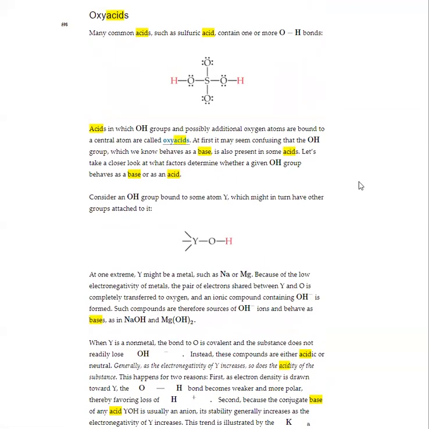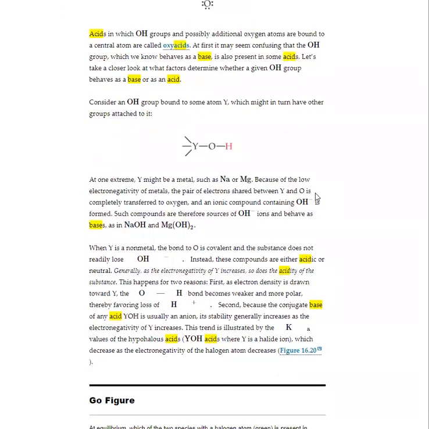Okay, oxyacids. Common acids, such as sulfuric acid, contain multiple OH bonds. Remember, for oxyacids, the general rule is that if there are 2 more oxygens than hydrogens, it's a strong acid. The only exception to that would be HClO4. Anything more can be, as long as it doesn't have a carbon. If there's a carbon, you can throw that rule out the window, because that can all change. When Y is a nonmetal, generally as the electronegativity of Y increases, so does the acidity of the substance.